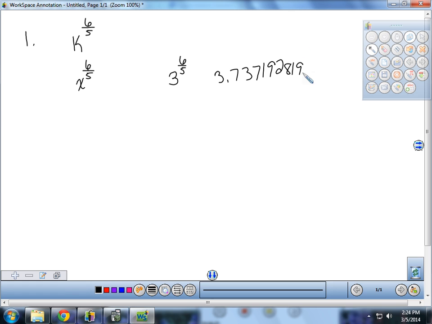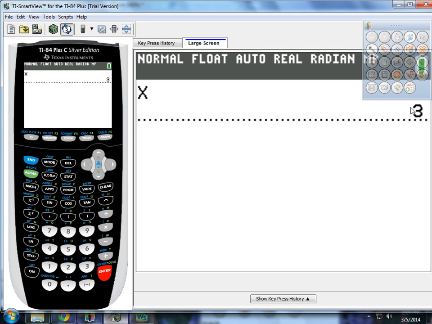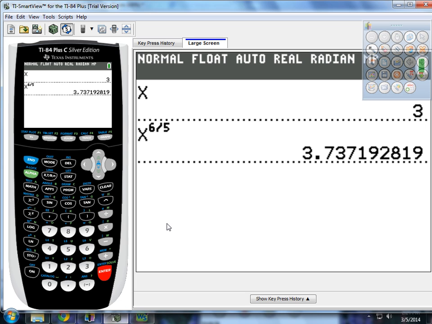Okay, so if I plug this in my calculator, this is what I get because I'm substituting a 3. Well, think of this. If I already picked x to be 3, my x is 3. If I say x and I raise that to the 6 divided by 5 power, I get that same thing, 3.737192819. That's because my calculator is saying, hey, x is 3. So when I put in x in my calculator, it's actually plugging in 3 for x.